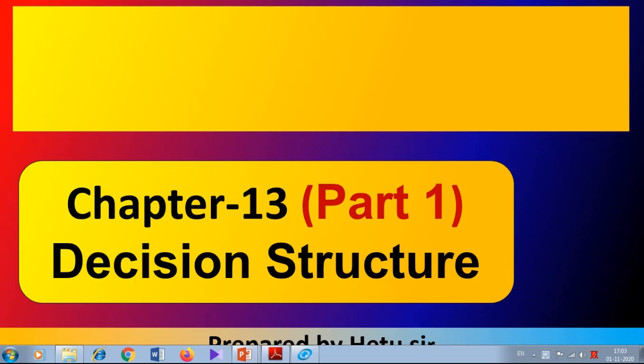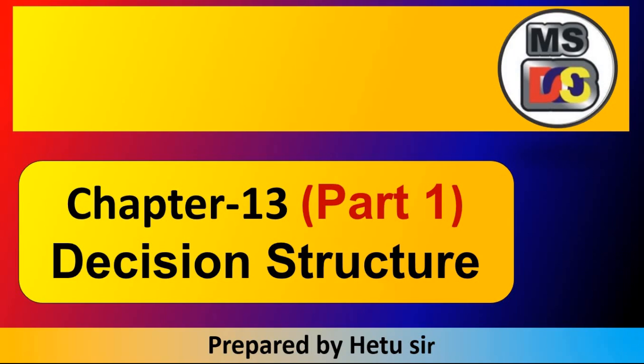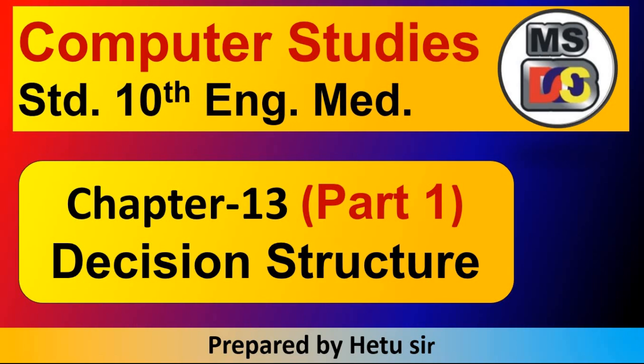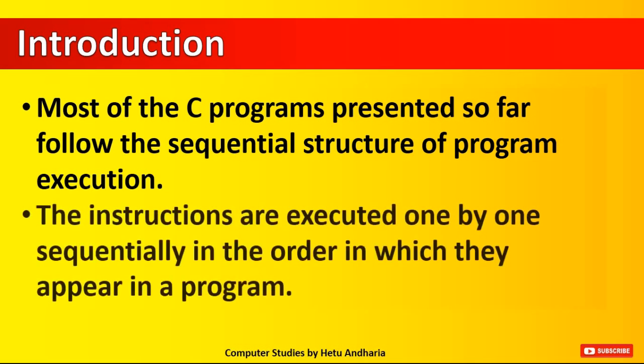So today we are going to start with a very interesting chapter, chapter number 13, Decision Structure. This chapter is full of practicals and it's a very interesting chapter. Now, most of the C programs presented so far follow the sequential structure of a program execution. The instructions are executed one by one sequentially in the order in which they appear in the program.